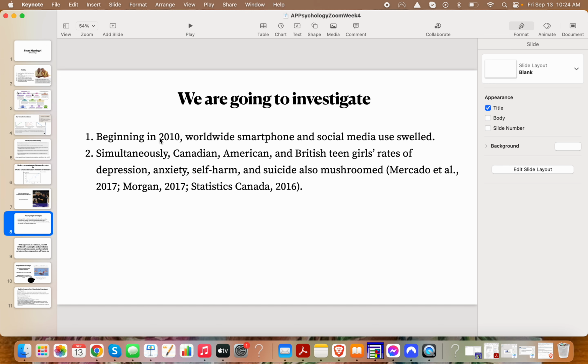Because here it says we've seen these relationships, right? They seem to be going up. As smartphone use and social media are going up, we have an increase in depression, anxiety, self-harm, and suicide. And should I say, this is a correlation, right? Should I start to tell your parents to take your phones away from you?